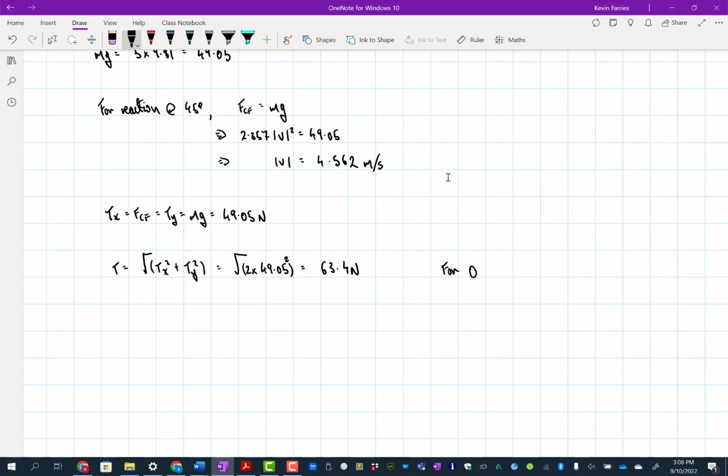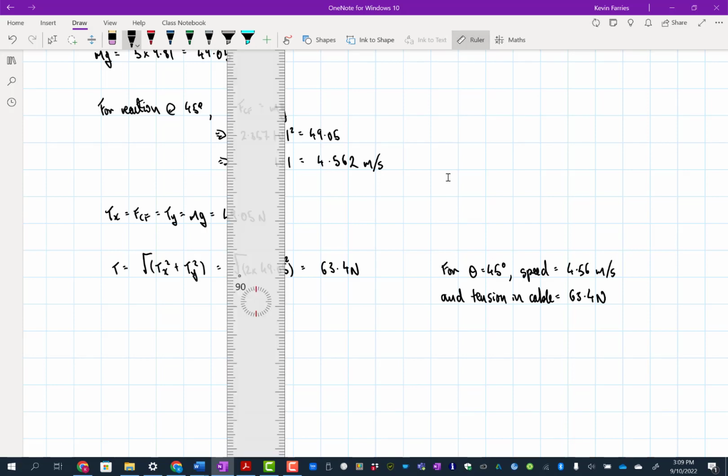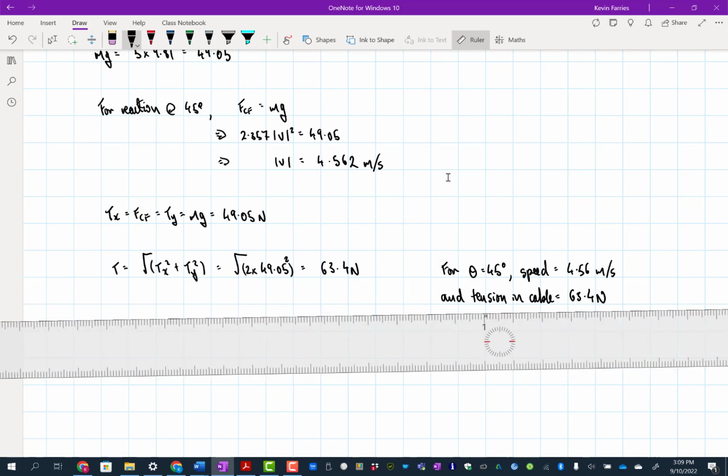So write down our answer. For theta equal to 45 degrees, the speed equals 4.56 meters per second, and tension in cable equals 63.4 newtons. Makes sense.